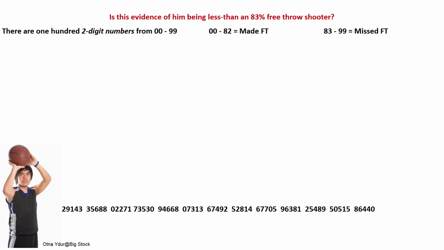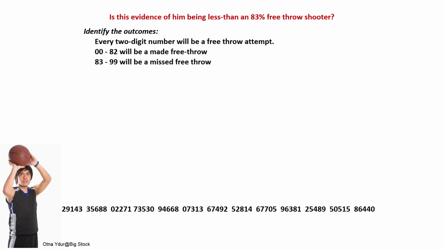a miss. While other instructors may promote a slightly different approach, I propose the following components for various aspects of performing a simulation. First, you'll want to identify the outcomes. We will say every two-digit number will be a free throw attempt, 00 through 82 will be a made free throw, and 83 through 99 will be a missed free throw.